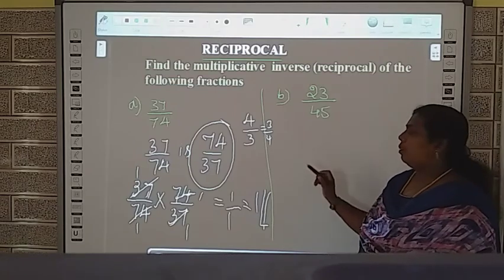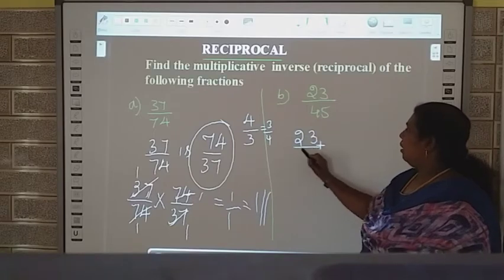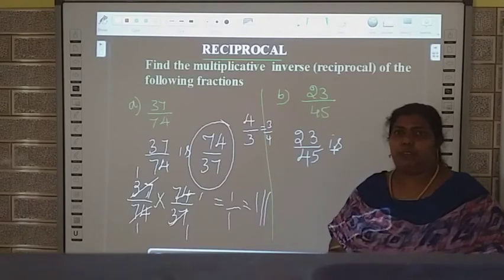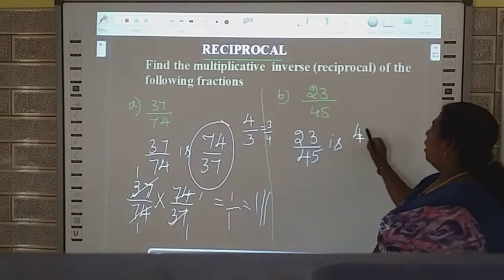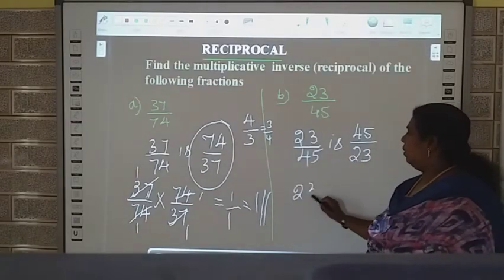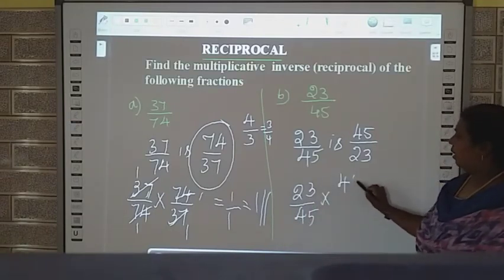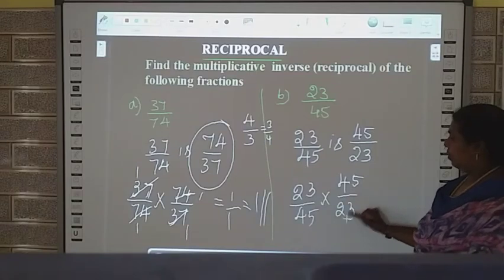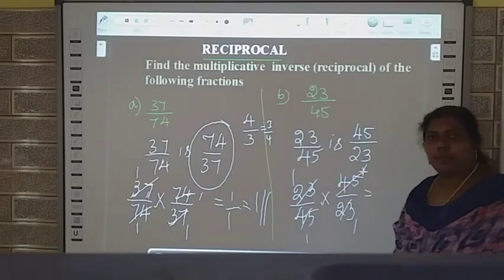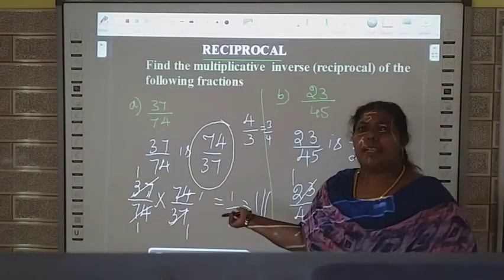23 divided by 45. What is the reciprocal now here? 23 divided by 45, the multiplicative inverse is 45 divided by 23. Now check the answer. 23 divided by 45 into 45 divided by 23. So here one time, here one time, here 45 one time, here also 45 one time. So you get the answer 1. Understand?